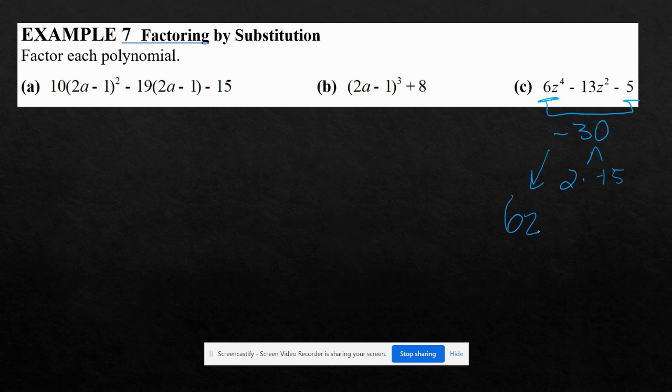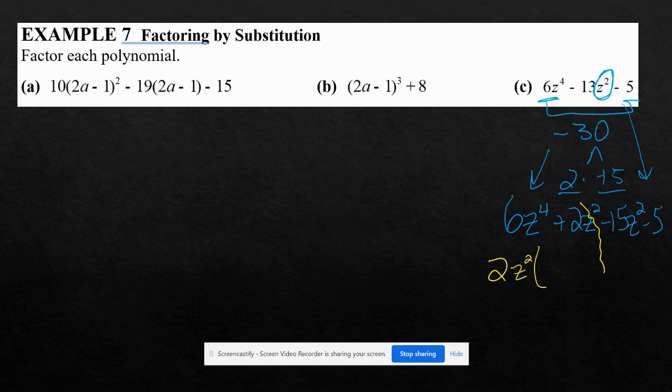So bring down the 6z to the 4th. Now remember when we talked earlier, we said whatever is here is what goes with these two terms, and that's a z squared. That's a positive 2, so plus 2z squared. That's a negative 15, so negative 15z squared. And then bring down that minus 5. Now we can split this in half. The GCF over here on the left is 2z squared, leaving us with 3z squared plus 1.